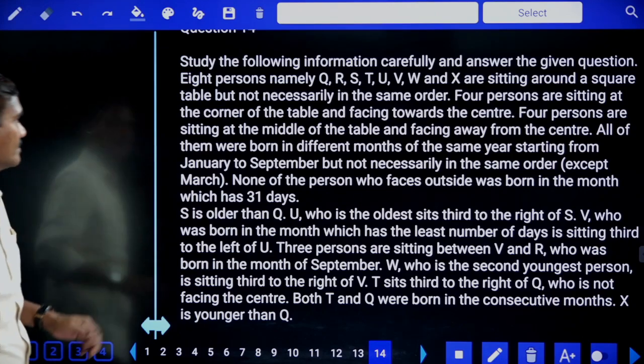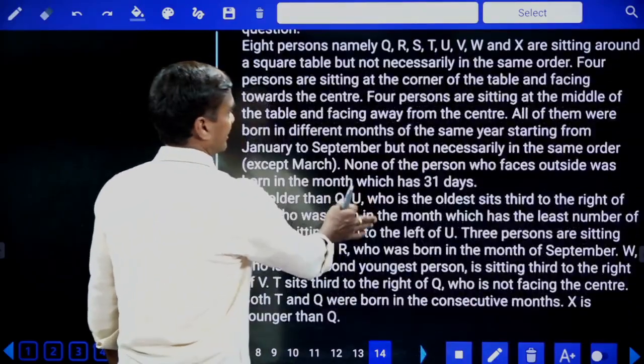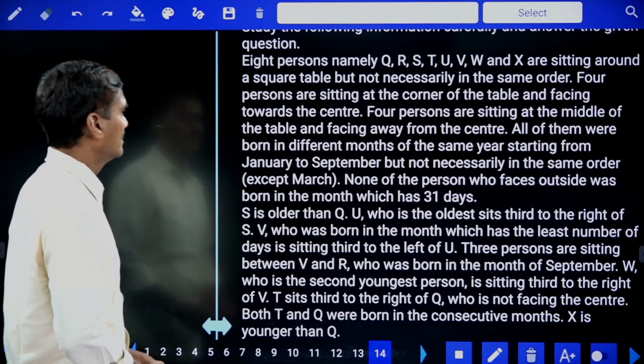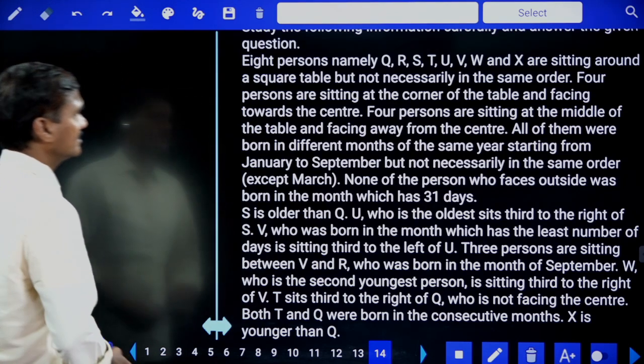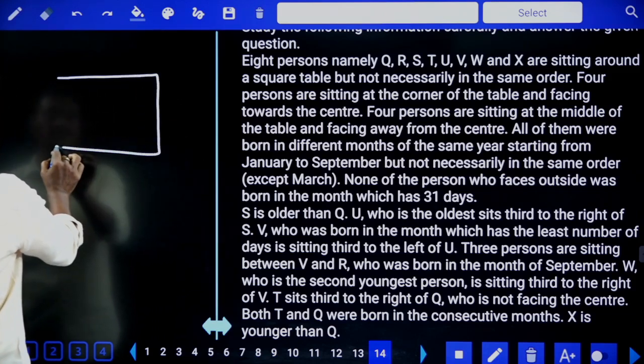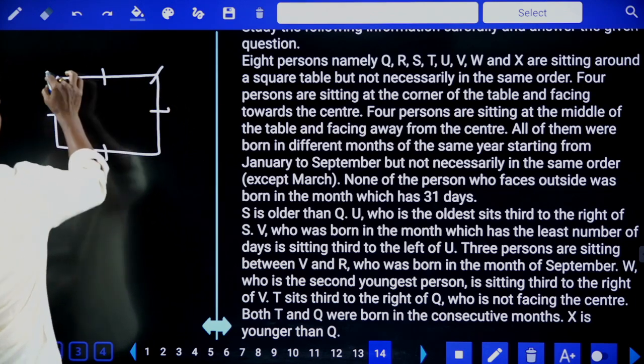Yes, so time is up. Now in this one, square table with a parameter. What is the parameter we have? The ages were given. Okay. Now 8 persons were there. They were seated around a square table. Now this is the square table. Now 8 were there, 4 at the center and 4 at the corners.